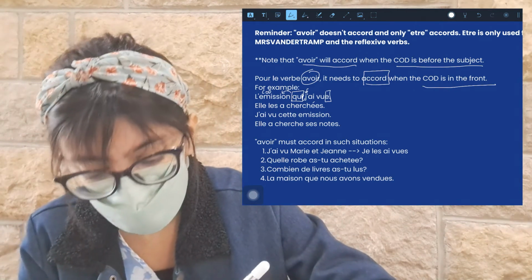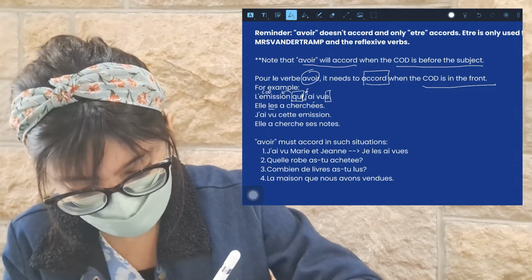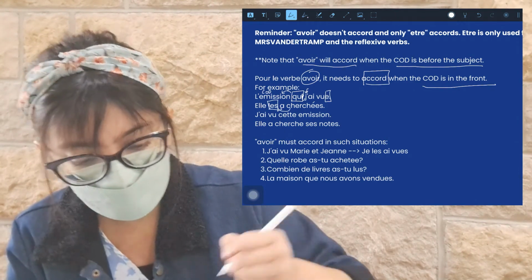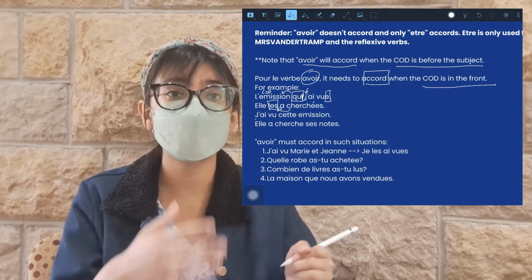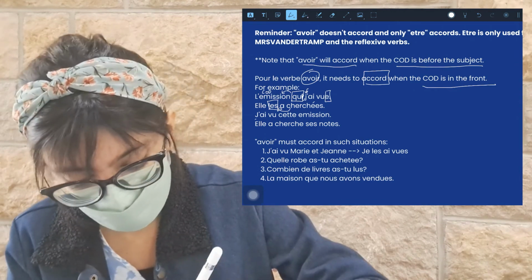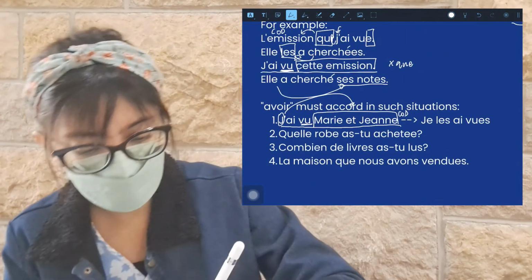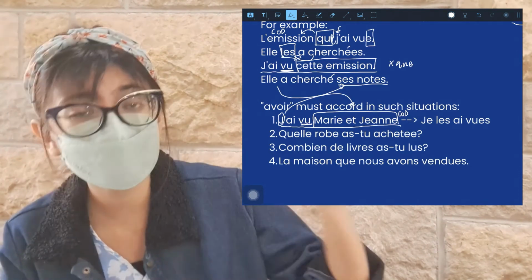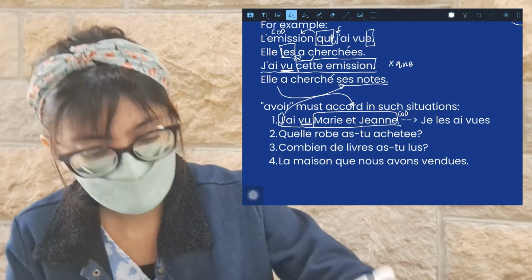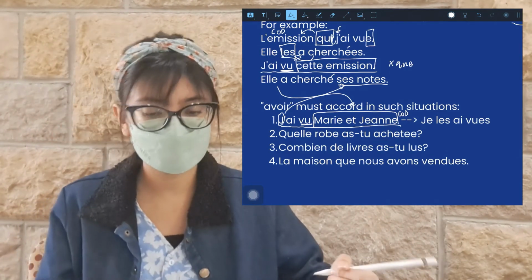Okay, elle les a cherchés. So notice les. Okay, the COD here is les, and that's why we will make use of it, and we will add the ES following it. And here, for example, j'ai vu cette émission. Here we don't accord because cette émission is after the subject and we don't have any que. So there's no que, so that's why we don't add any e to vu, if that makes sense.